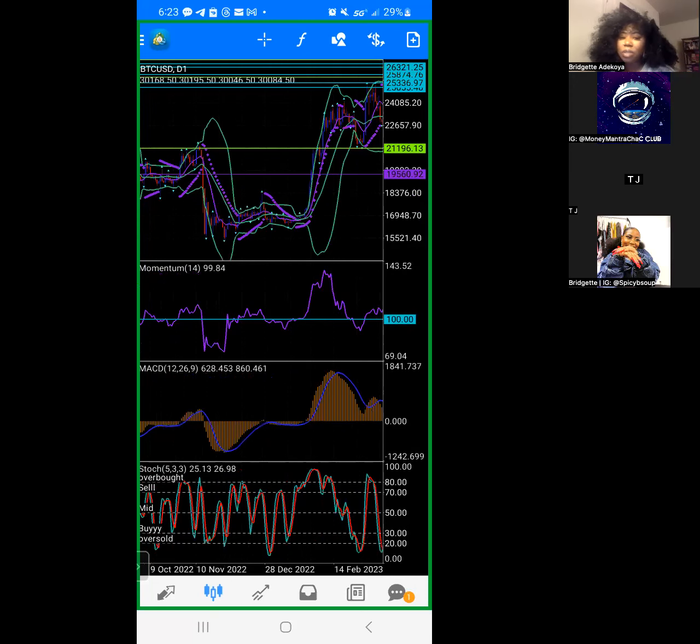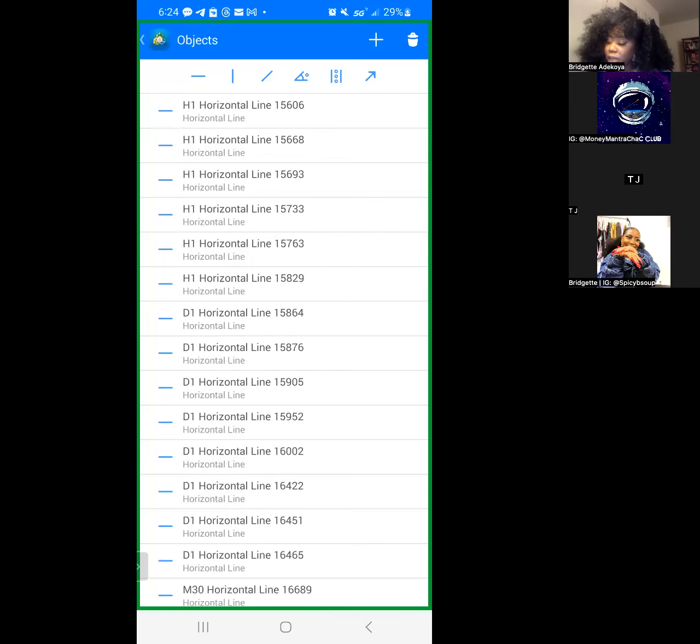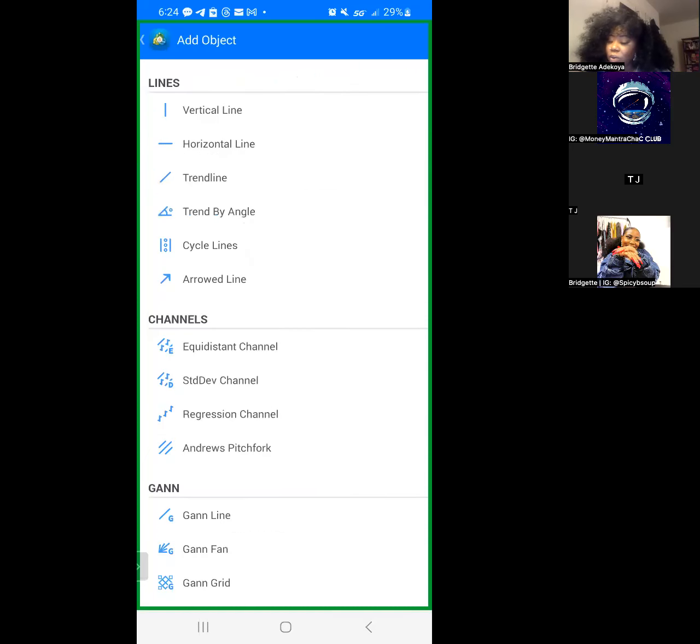I'm gonna click that, and then I'm gonna go to the plus button, and I'm gonna click horizontal line. So when I click the horizontal line, it takes me back to my chart. And as you can see, this green line right here that I'm moving up and down, that's the horizontal line now that I have on my chart.